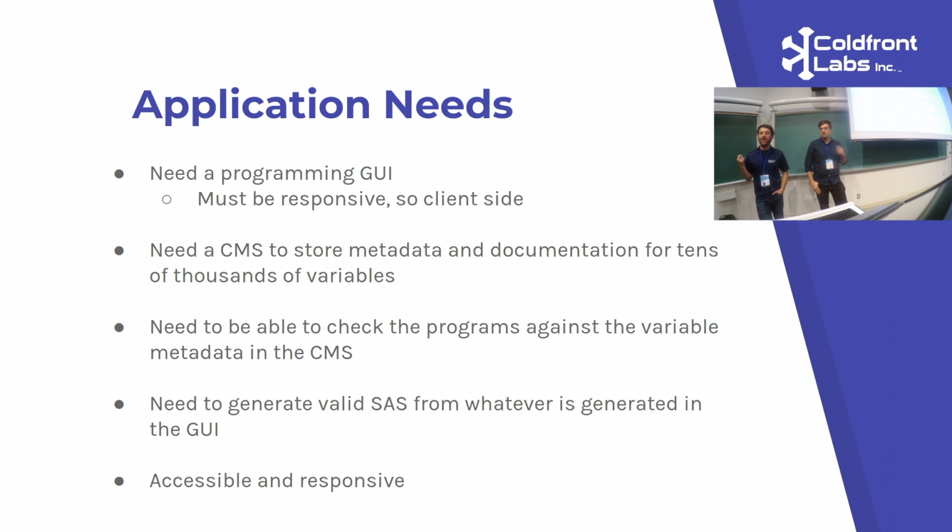We needed to be able to check the program variables against the metadata in the CMS, so we need to be able to load these variables and other metadata about them. We needed to generate valid Sass from whatever the user had generated in the GUI. And because this is going to be a public website from the Government of Canada, it needs to be accessible and responsive. So you need to be able to program Sass on your phone from a screen reader. Important.